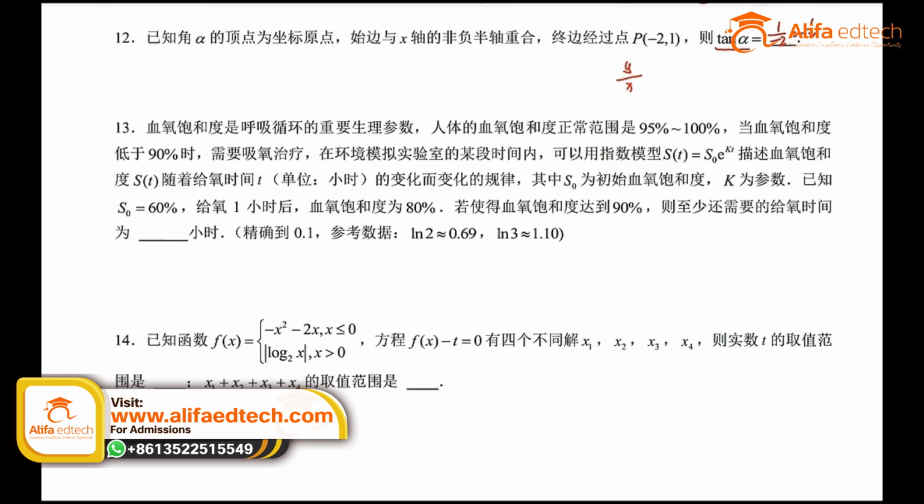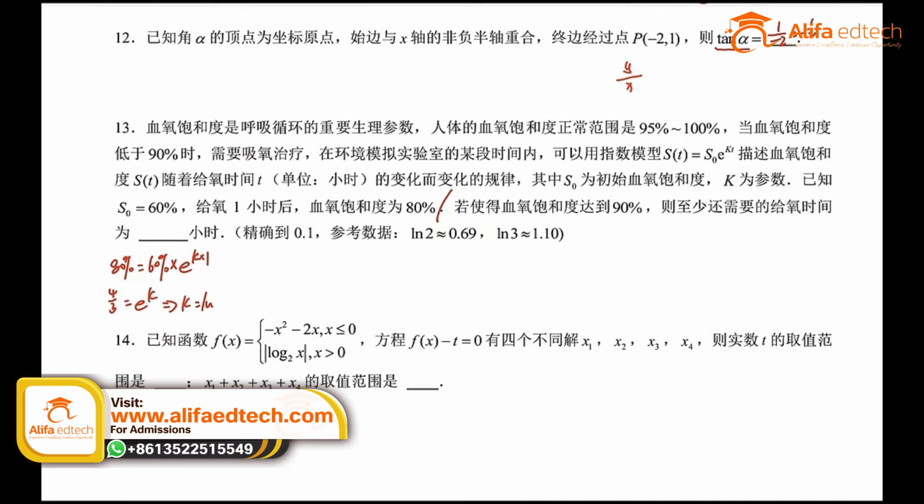It's known that S naught is 60%. So we can substitute it in. After 1 hour of oxygen, the blood oxygen saturation is 80%. This way we can solve for k. Let's give it a try. After 1 hour, it's 80%. As we read this, we'll set up the equation. Then it equals our 60% S naught times e to what power? kt. t is now 1, so it's k times 1. If we divide by 60%, the result is exactly 4/3. So it equals e to the power of k. That means k is equal to the natural log of 4/3.